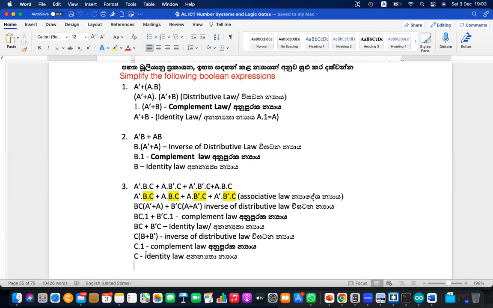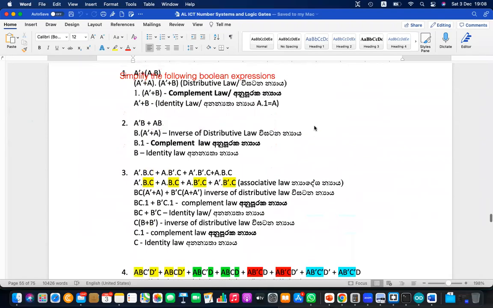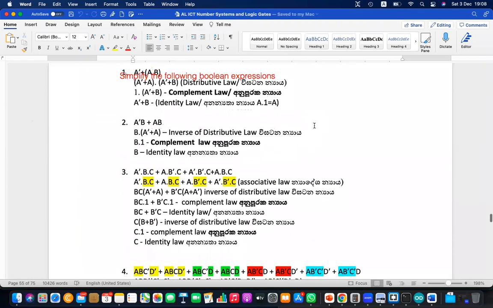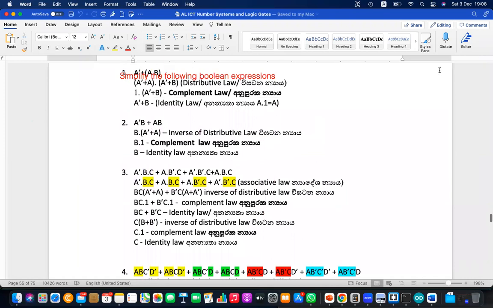Okay, so please complete all three. Write down all three if you have not written already. Try this one also. This is a bit confusing one. So try this one also. Make a try. Fourth one.